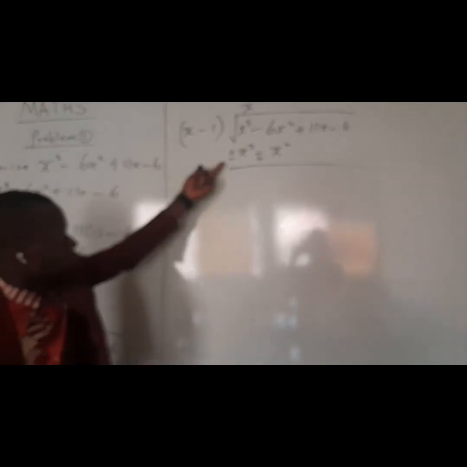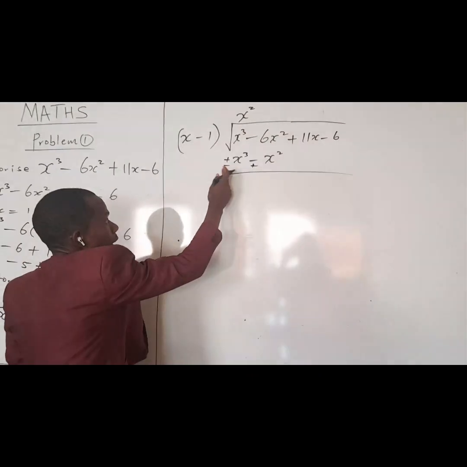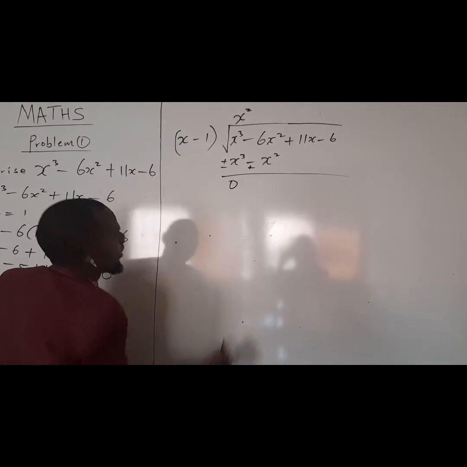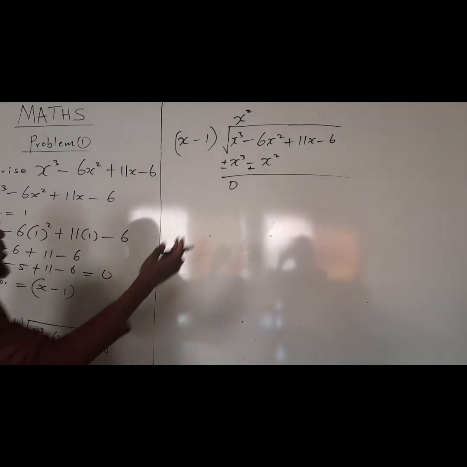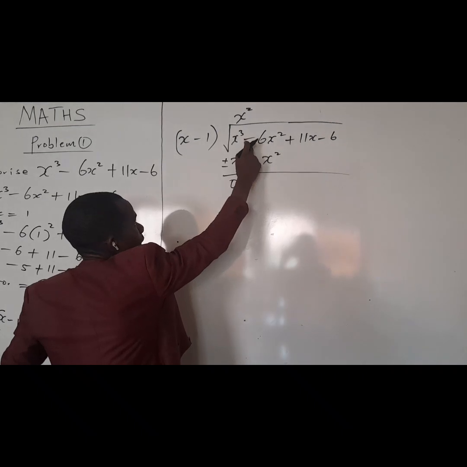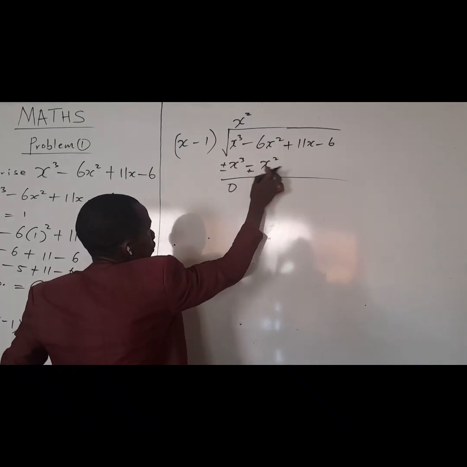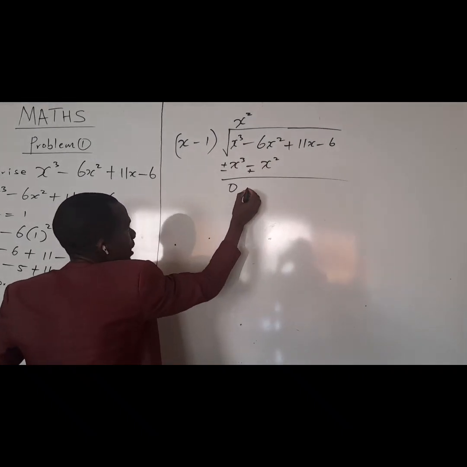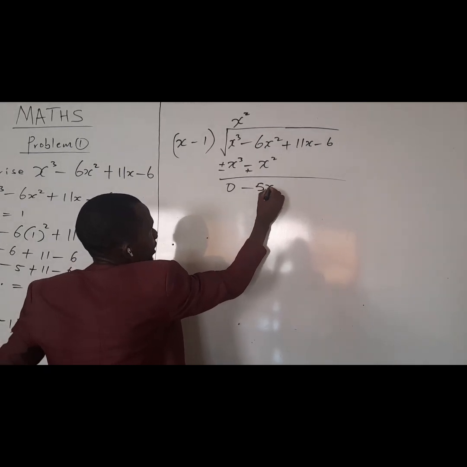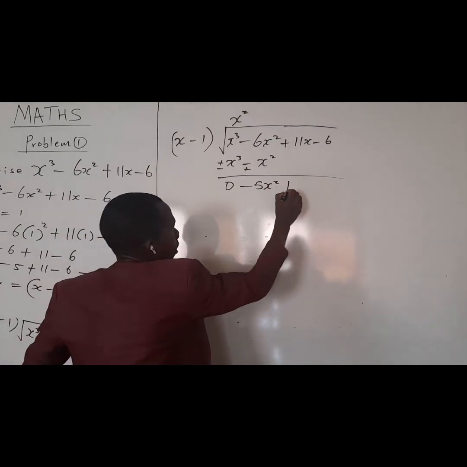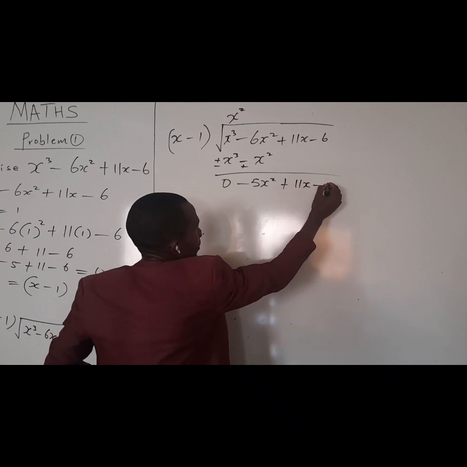So I'm using minus on this. S cubed minus s cubed, I have my 0. That one is over. So on this, I'm using this plus. Minus 6x squared plus x squared, I'll have my minus 5x squared plus 11x minus 6.